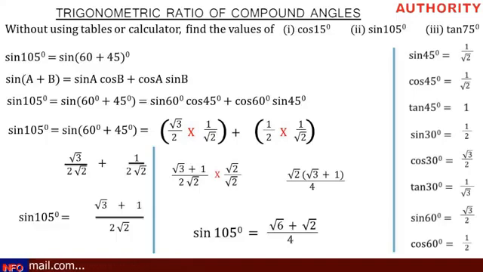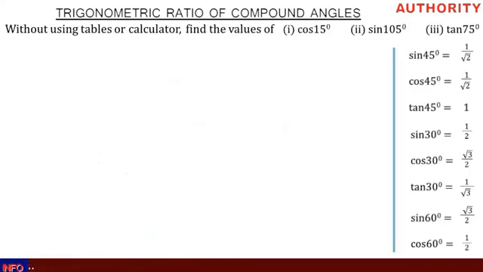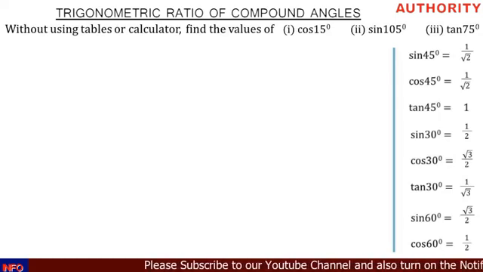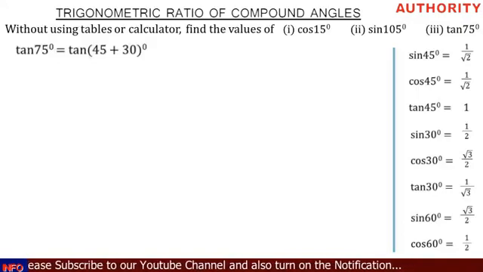Let's take the last one. Please pay attention to this. It's very, very important. Okay, now let's go. We have tan 75 degrees. So what can we say about this 75 degrees? What can we do to obtain 75 degrees from our special angle? So we can simply say 45 degrees plus 30 degrees. 45 degrees plus 30 degrees is going to give us 75 degrees.